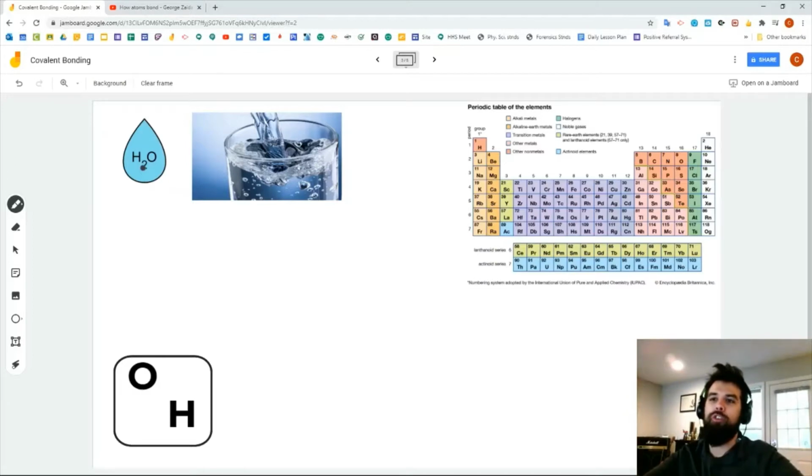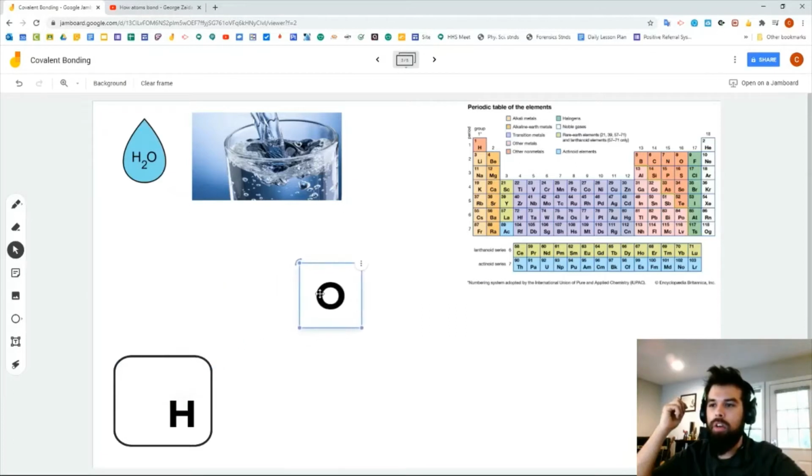The first thing that we're going to do is look at this formula here to figure out how many actual atoms we need. This 2 right here means that there's 2 H's. And this O doesn't have anything, so there's just one of them. So I've got 1 O and 2 H's.